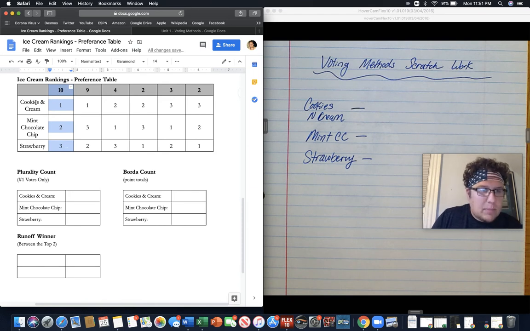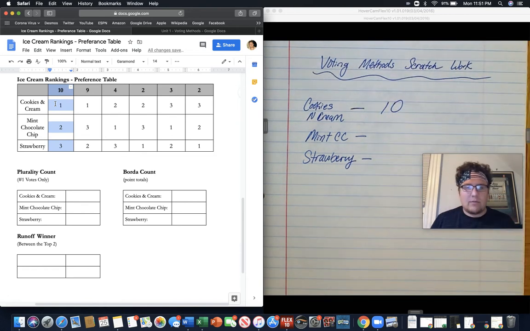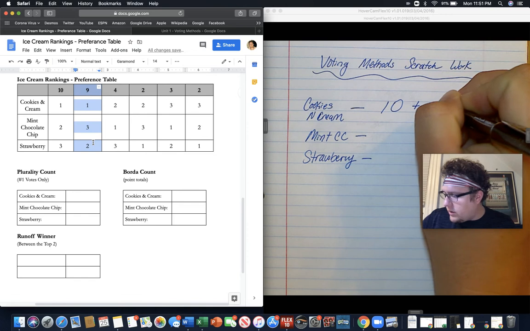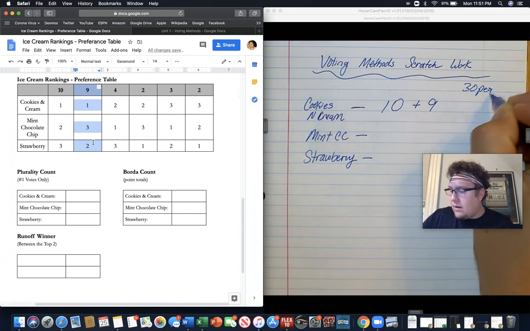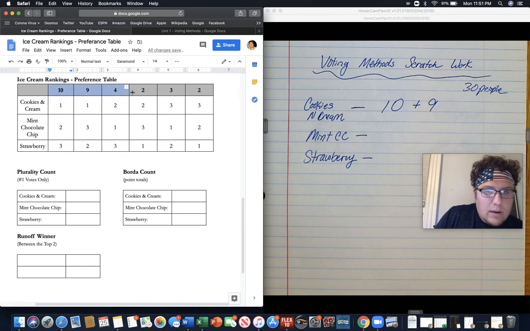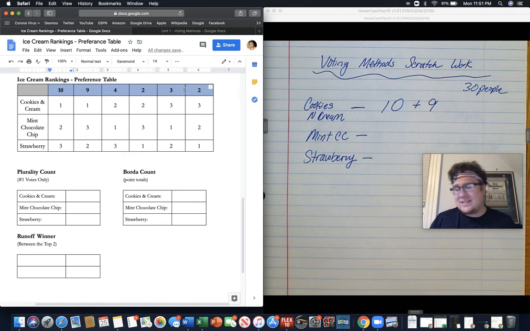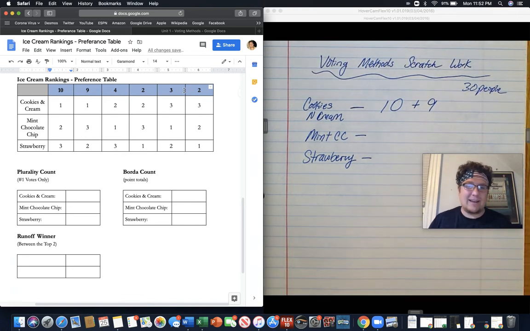You look at these 10 people. These 10 people had a number 1 choice of cookies and cream. So we're going to give cookies and cream 10. Now we look at these 9 people, and holy schmoly, they also said cookies and cream was their favorite. Knowing that there's 30 people, which you can check by adding up the top row, and there are 30. But looking at 19 already for cookies and cream, it's not looking good for the other 2 flavors, but we will continue because we need an accurate count.